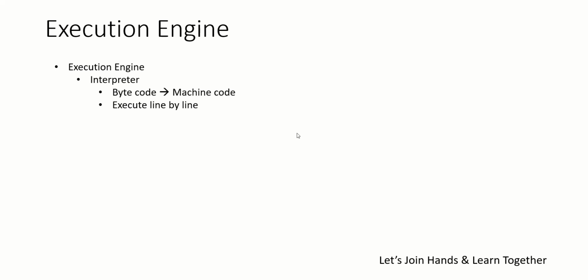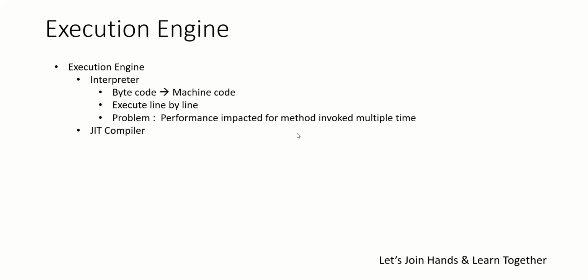How many times will it convert the byte code into machine code and execute it? It's unnecessary, right? We already know this method, the same instruction I'm going to run, and I already converted it from byte code to machine code. Why am I converting it again? It's unnecessary, right? That is why a concept was added in the JVM, called the JIT compiler, also called the just-in-time compiler.